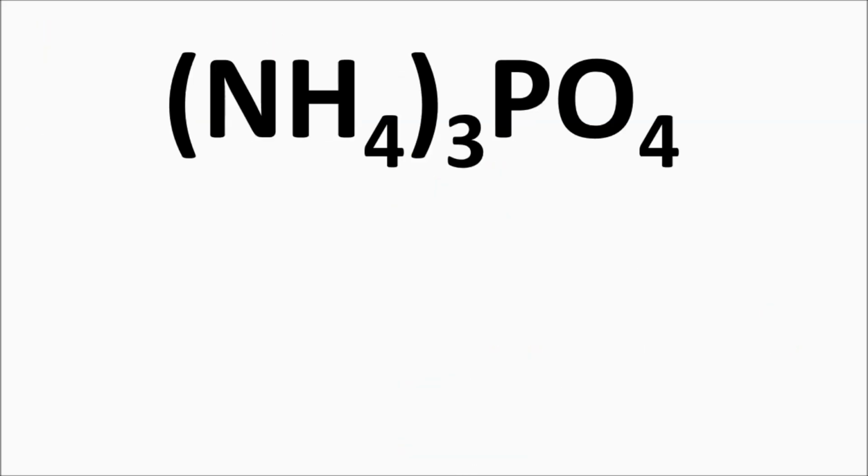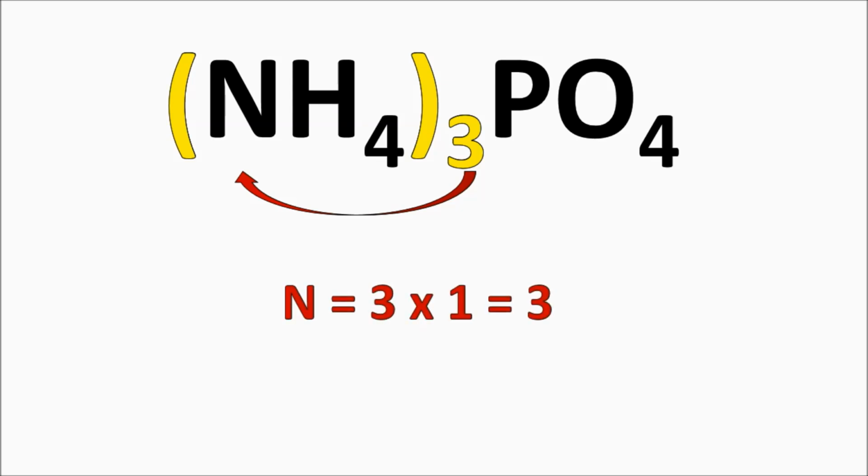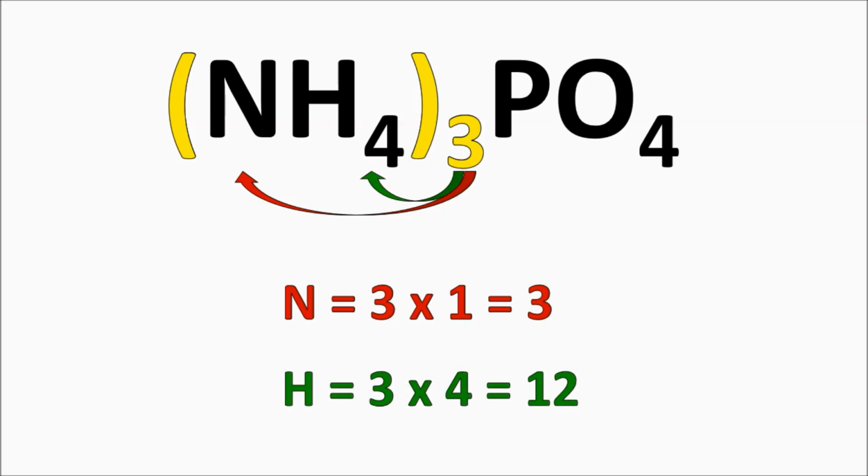Another strategy is to multiply the subscript outside the parentheses by everything that's inside the parentheses. Inside the parentheses we have 1 atom of nitrogen. Multiplied by 3, this gives us 3 total atoms of nitrogen. Do the same for the hydrogen, and you'll find that 3 times 4 hydrogens equals 12 total atoms of hydrogen.